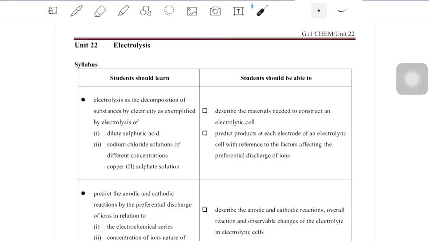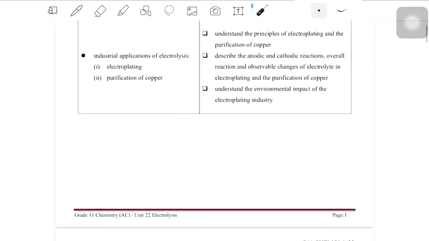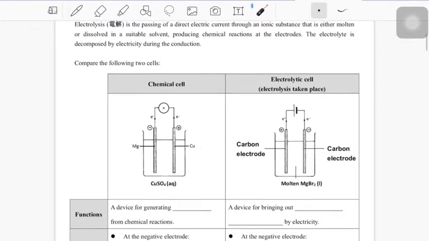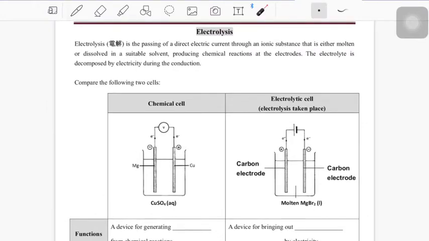Today we are going to learn Unit 22, Electrolysis. At the beginning of the chapter, Electrochemistry, I mentioned that we are going to learn two kinds of reactions in this chapter. The first one is using the energy generated from chemical reactions to generate electricity, which is the working principle for a chemical cell. In this chapter, we're going to learn the second type of reaction, where we use electricity to make those reactions that would normally not happen at room temperature take place.